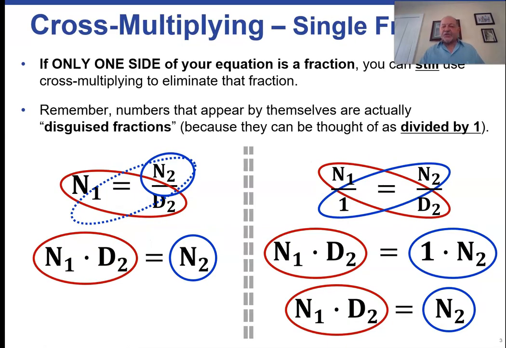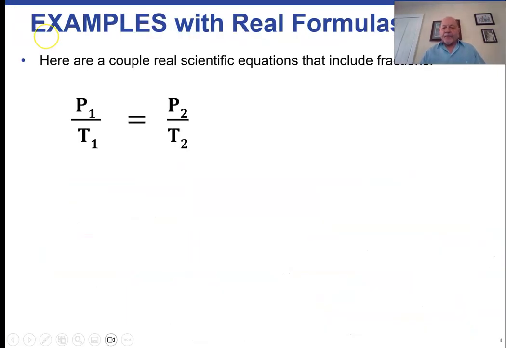So let's take a look at how this is used with actual scientific formulas. Here are a couple real scientific equations. This one actually happens to be from chemistry. It's pressure 1 divided by temperature 1 equals pressure 2 divided by temperature 2. What this really says, and you don't have to know this, is that if you have a gas that has a certain pressure 1 and a certain temperature 1, and you change the pressure or the temperature, you'll get a new pressure and a new temperature, and this equation tells you the relationship between those four numbers.